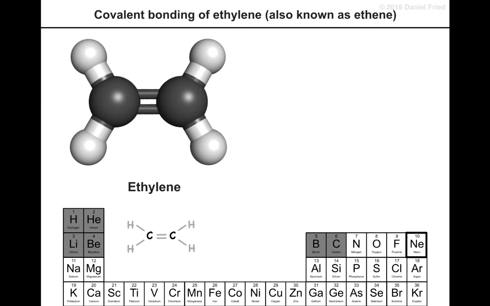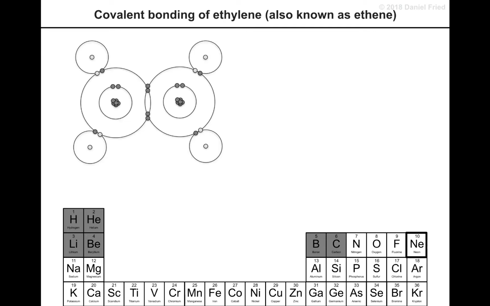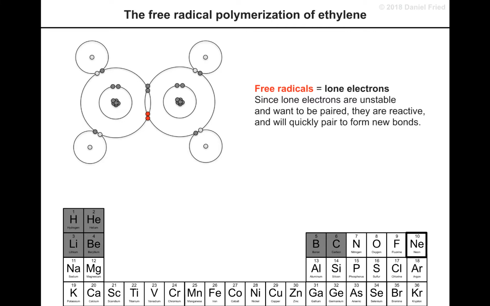All right, so this is our structural picture of ethylene that we know right there, right? What we're going to do is look at a new concept. This new concept has to do with a chemical reaction. We're going to combine ethylenes together, and to do that, it's a free radical reaction.